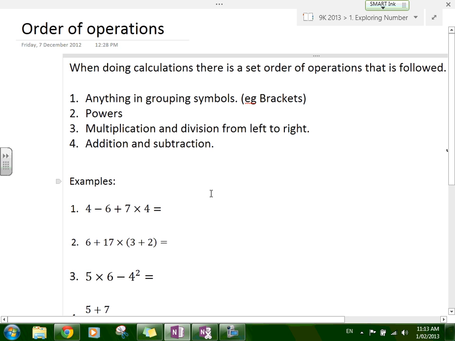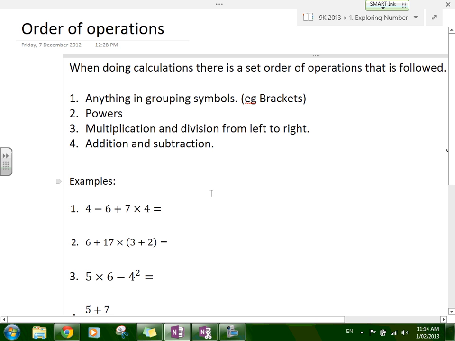All right, so you've got the heading, order of operations. It's just a matter of talking about when we do operations with numbers, or when we get into algebra and symbols, you always need to have this convention. It's basically that people throughout history and mathematicians have decided that there's a particular convention that we need to follow, these rules, so that everyone will get the same results all the time. All right, so when doing calculations, there's a set order of operations that is followed.